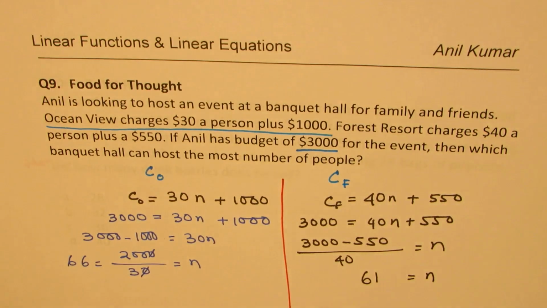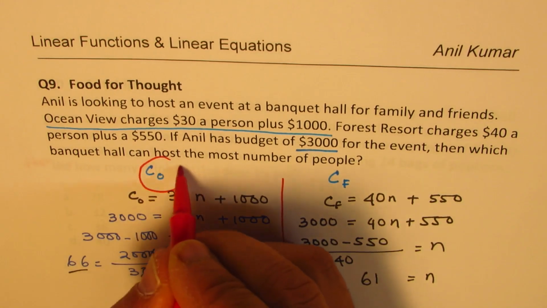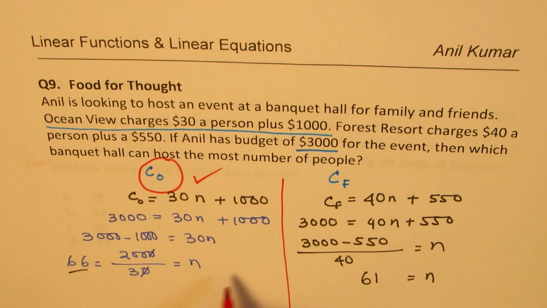Persons will be a round number. So which one is greater number? Well, this is greater. So the selection is the first one, correct? Since 66 is greater than 61. Perfect. So that is how you could actually solve this question. You need to just find out the value of n, nothing else. So equations are straightforward, linear equations.